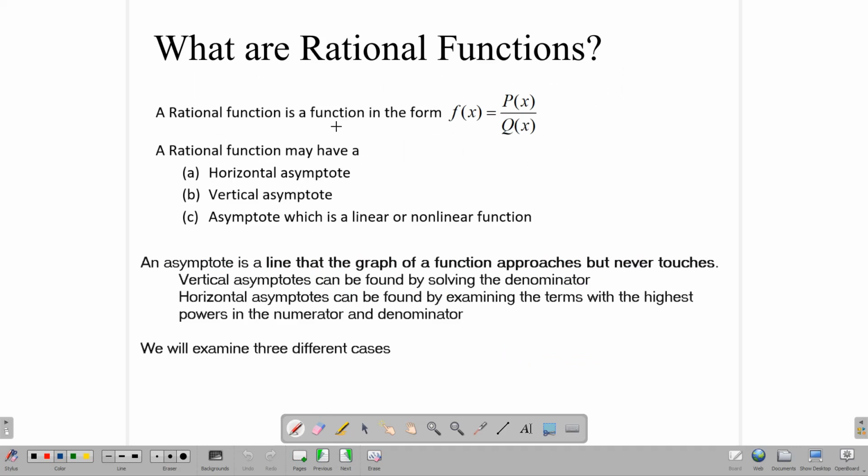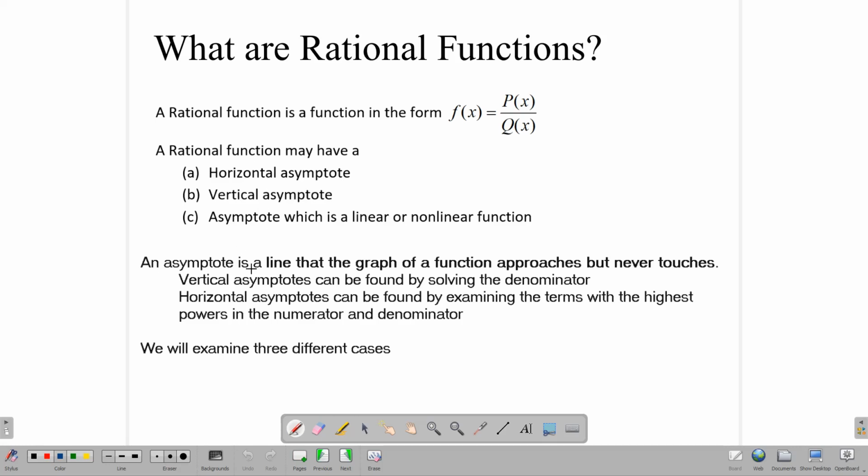A rational function is a function of the form f of x equal p of x over q of x, where p of x and q of x are both functions of x. P of x can be a constant. A rational function may have what we call a horizontal asymptote, a vertical asymptote, or an asymptote which is linear or nonlinear.